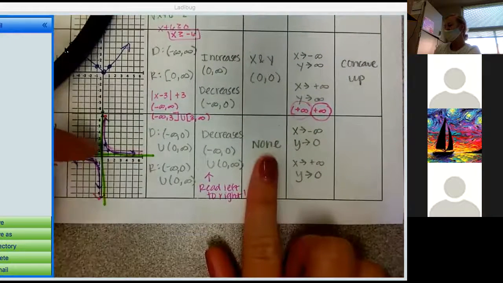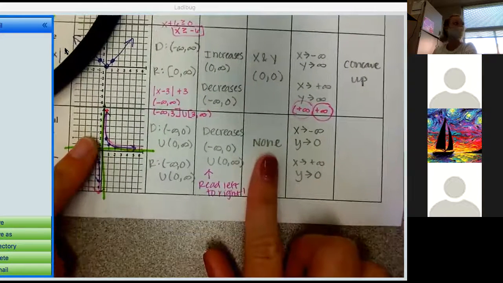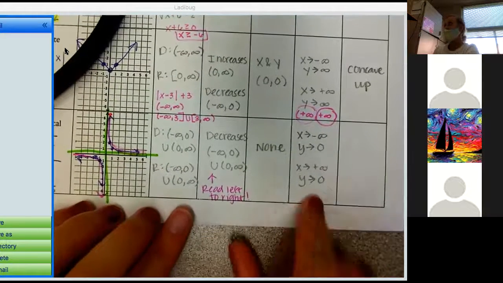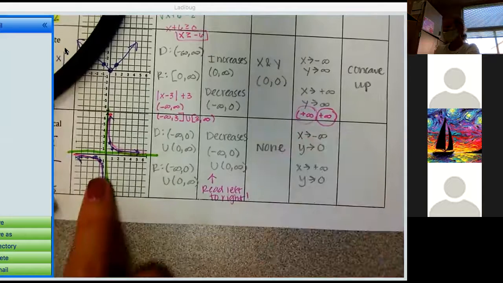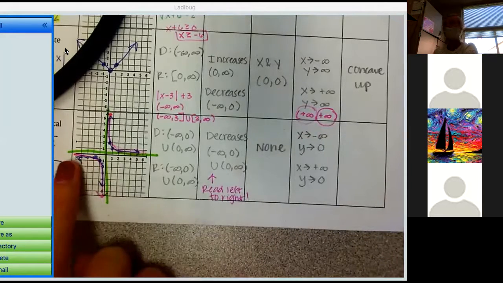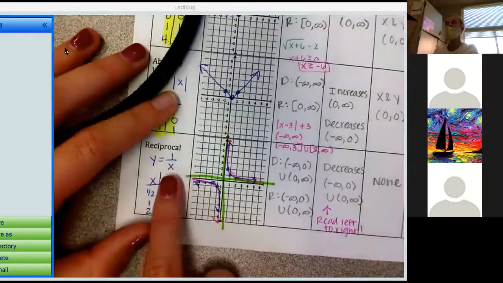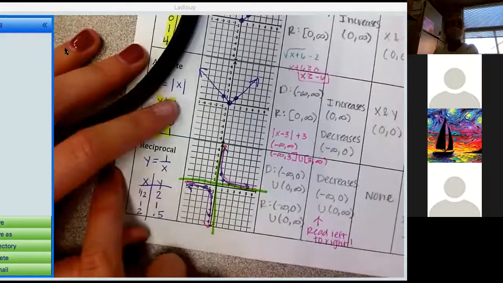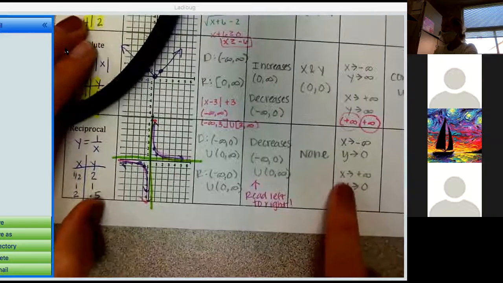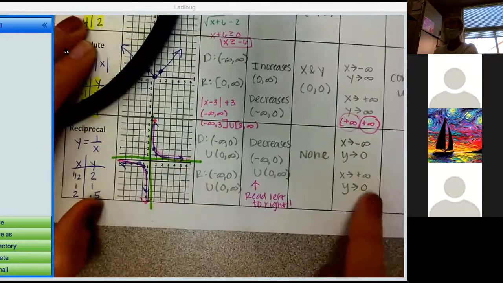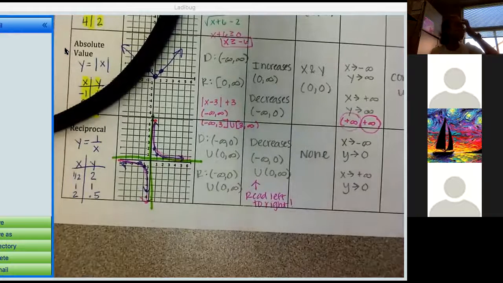No intercepts because there's asymptotes, right? Doesn't touch the x or the y. End behavior. So when x goes to the left, the y is approaching 0. Does everybody see this? As x goes to the left, this line approaches and approaches 0. As x goes to the right, this line is still approaching 0. If there's an asymptote, most of the time, your line is going to approach it, okay?